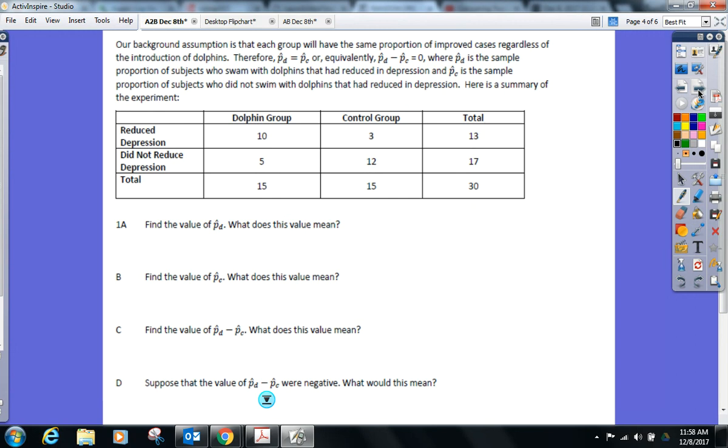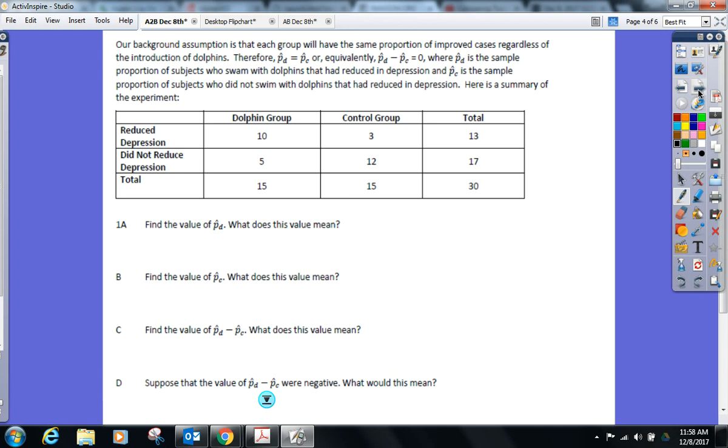So here's what I need first. There's some crazy looking letters with little hats on them. That's cute, huh? But I tell you what they mean up above. All right, so everyone take a look. P with a subscript D, read it up with me below, up above. That's the sample proportion of subjects who swam with dolphins and had reduced depression.